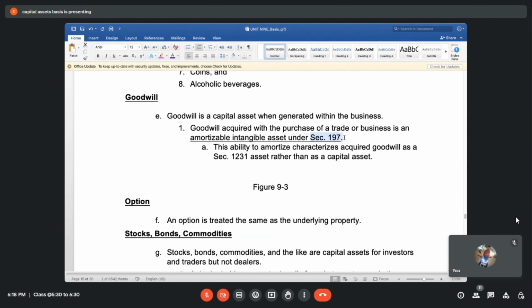The depreciation, there are different rules for depreciation. Amortization, there are different rules. But whenever you see this Section 197, 197 is for amortization, something to do with intangible assets. It could be patents as well. It could be technology know-how and all.